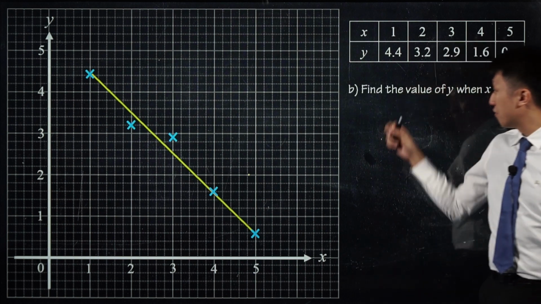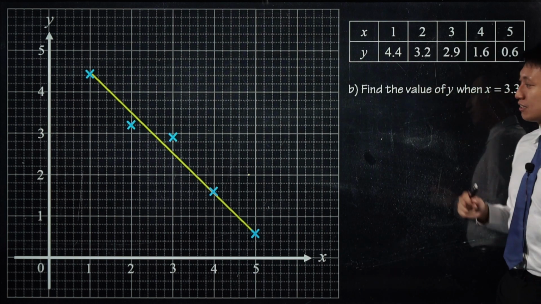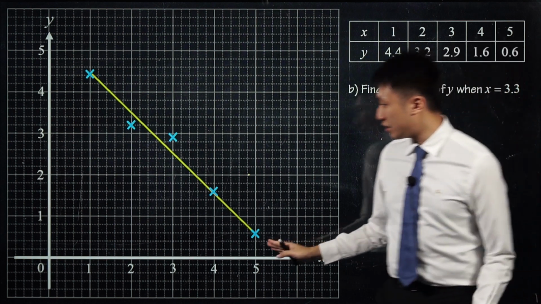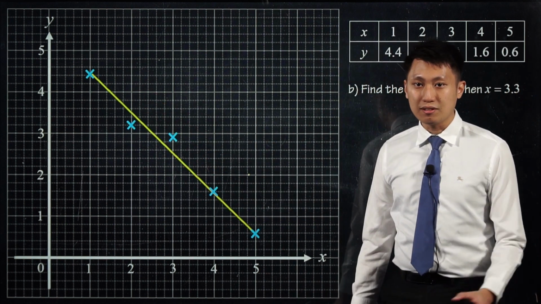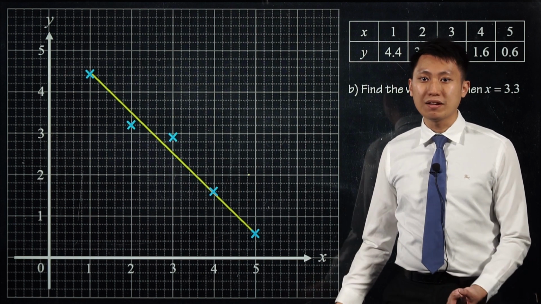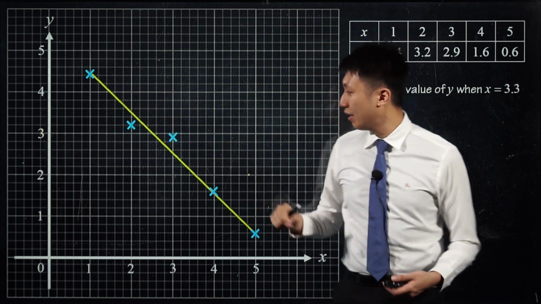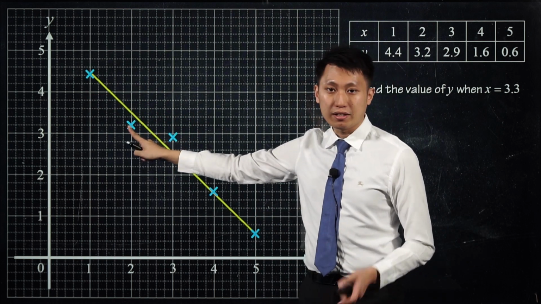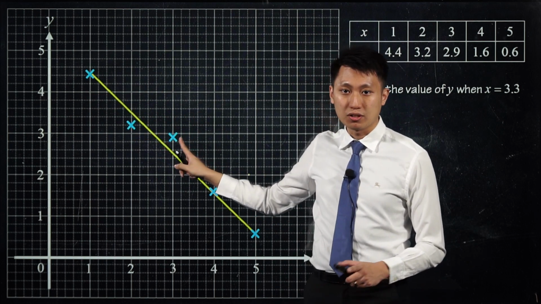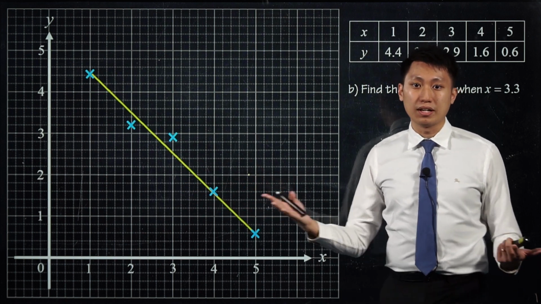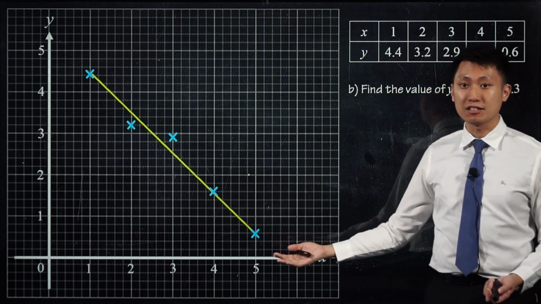So find the value of y when x is 3.3. Just now when you drew these lines of best fit, does it satisfy the two guidelines that you have? It almost passes through 3 points, and the left hand side there's 1 point, right hand side there's 1 point, so it's okay. So it makes sense to choose this as the line of best fit.